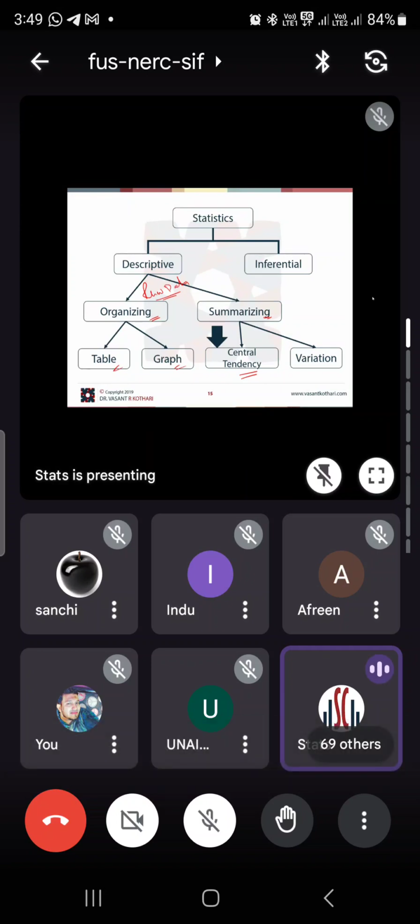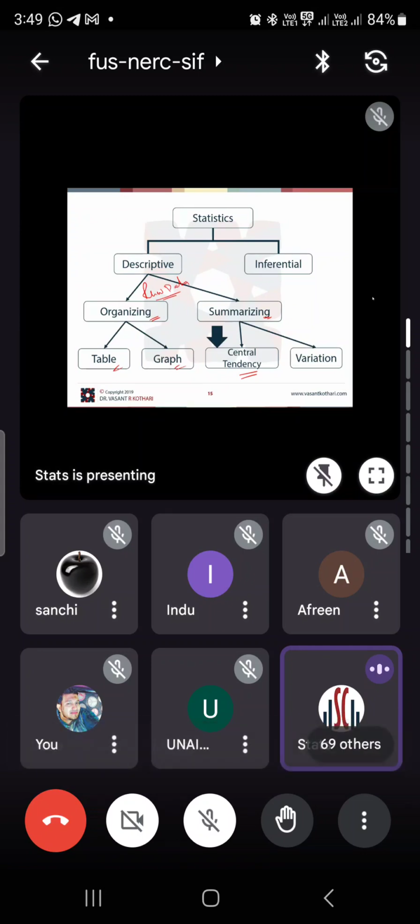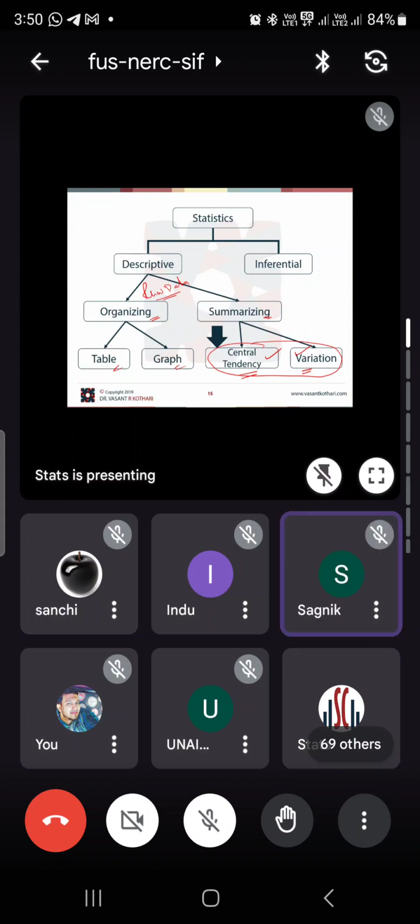So how do we do the summarizing? Central tendency and variation. These two things. In statistics, we are mainly doing these two things: find out the central tendency and find out the variation. And based on these two things, we make a decision.